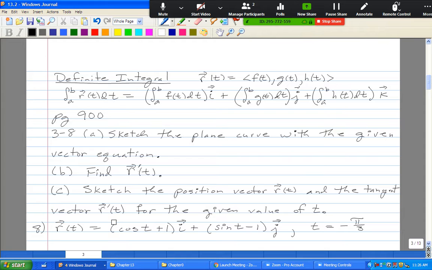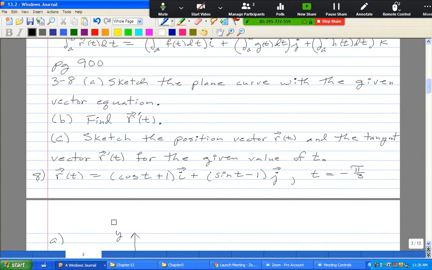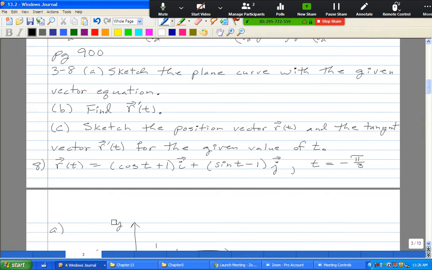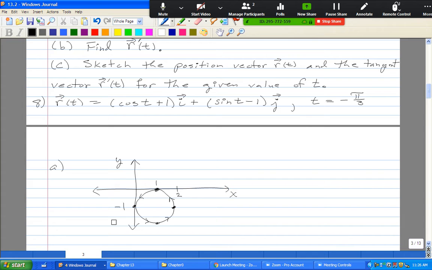Okay, so I have here that r is equal to cosine t plus 1 times i plus sine t minus 1 times j, and t here is equal to negative pi over 3. And so this looks like a circle of radius 1, centered at (1, negative 1).